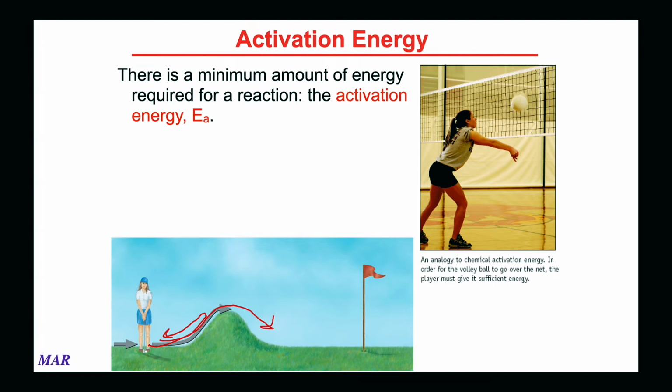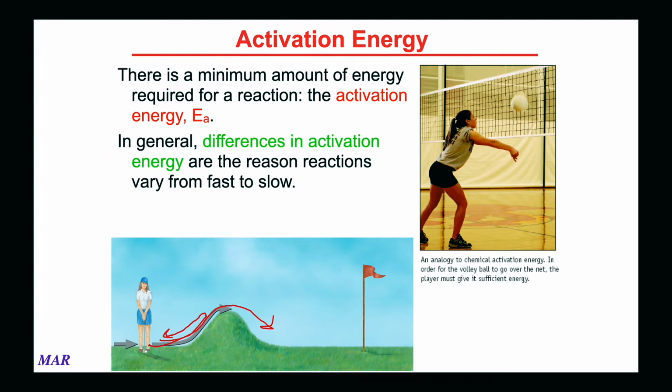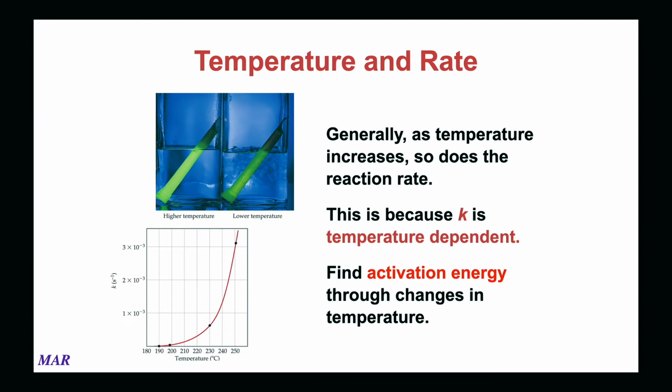So what that means is not all reactants instantly become products, because they don't have the energy and/or the direction. Differences in activation energy can be the difference why reactions are fast or slow. If you have a really low energy of activation barrier, then you're more likely to get over the barrier and the reaction will go faster. On the other hand, if you have a big energy of activation barrier, it may take many, many tries to get over the barrier, and that's going to make your reaction slower. So one reason why reactions are faster or slower is just the depth, or the height, I guess, of the energy of activation barrier. Generally, as temperature increases, so does your reaction rate.